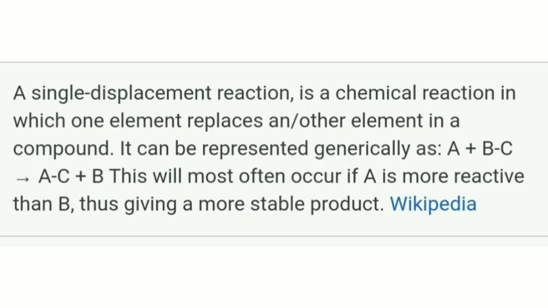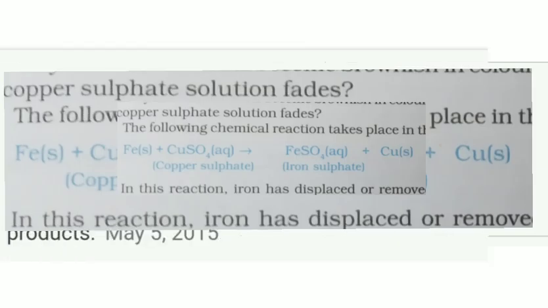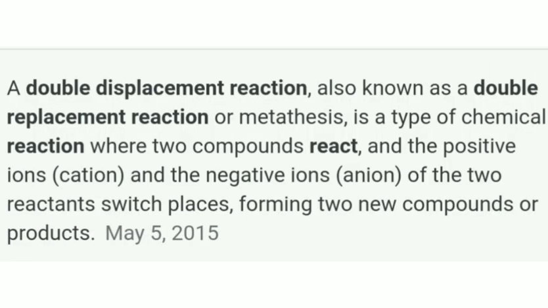Now friends, it's time to discuss the next type of chemical reaction, that is the single displacement reaction. It is a chemical reaction in which one element replaces another element in a compound. It can be represented generally in a format as A plus BC that results in AC plus B. This will most often occur if A is more reactive than B, thus giving a more stable product. We come across this equation generally when we react acids with metals. This is an example.